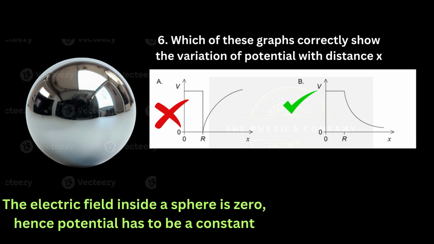Exactly. Now, for points outside the sphere, we know that the potential decreases as we move further away, following the inverse square law. So the correct graph will show a flat line for the potential inside the sphere and a curve that decreases with distance outside the sphere. Perfect. You nailed it.